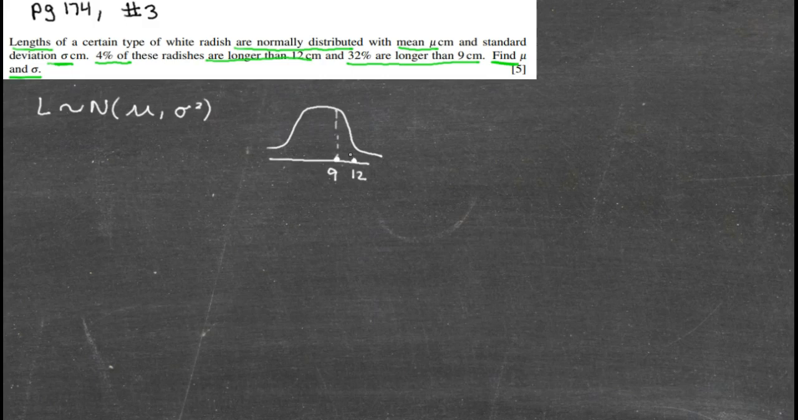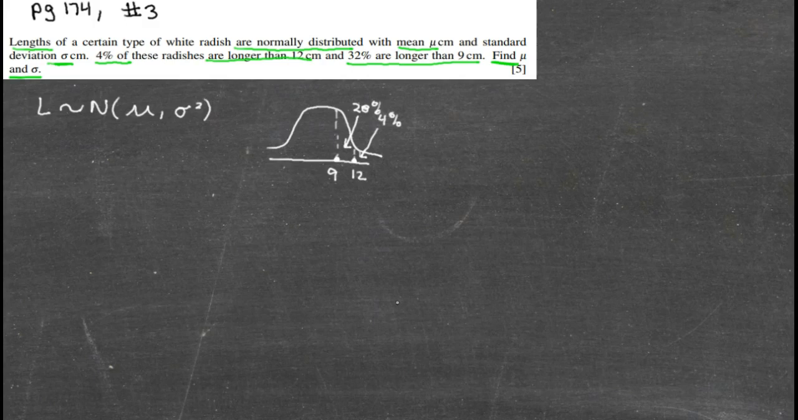And then we know that above the 12, there's 4%. That's how big that area is going to be. And then above the 9, that's going to be 32%, or if we wanted to look at this one little section, it's going to be 28%, because that one little section is 28%.